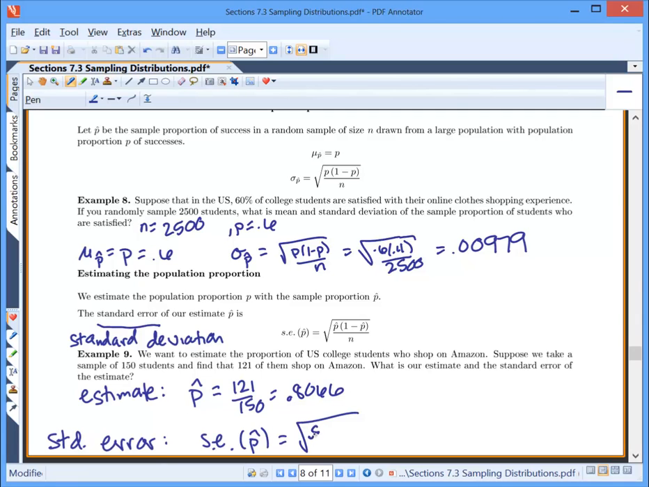So 0.8066 times 1 minus 0.8066, divided by 150, n is only 150, which gives me 0.0322.